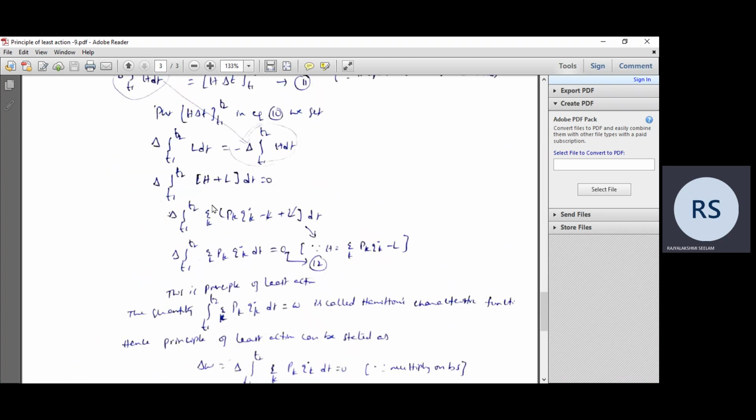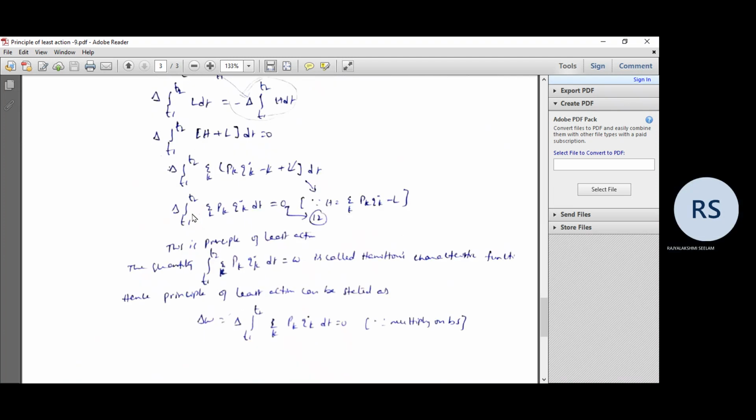So delta t1 to t2 sigma k. Already h equals sigma k pk qk dot minus l. Here we have plus l, so l gets cancelled. That means in the place of h, we are replacing with this term. So l gets cancelled. So delta integration t1 to t2 sigma k pk qk dot dt equals 0. I forgot to write equals 0 here. So delta integration t1 to t2 sigma k pk qk dot dt equals 0. Let it be equation number 12.